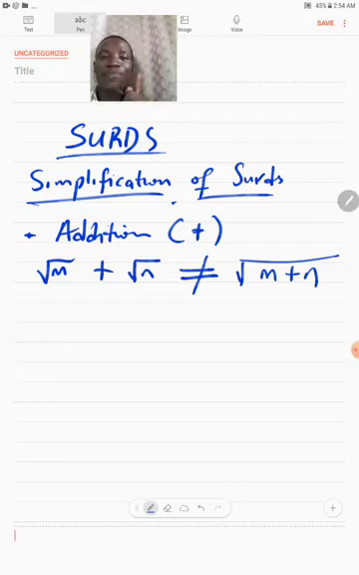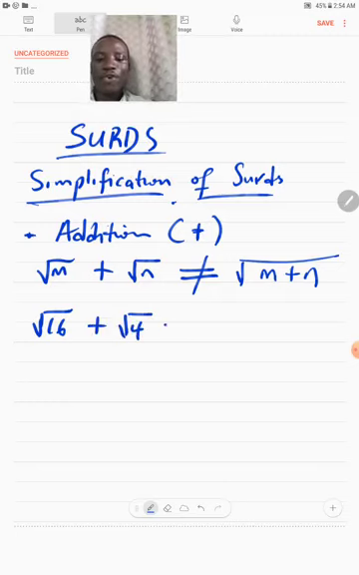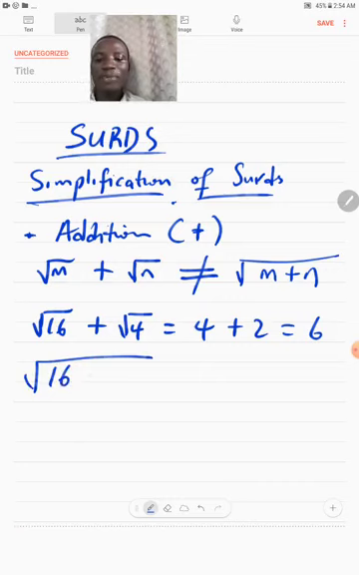Let's use the same numbers that we used for multiplication and division to test out if this is actually correct. So if I have root 16 plus root 4, then root 16 will give me 4. Root 4 will give me 2. The answer here will give me 6. What if I have all roots? If I have all root, I'm going to have 16 plus 4, and that will give me 20. That's root 20. Square root of 20 can never give me 6.